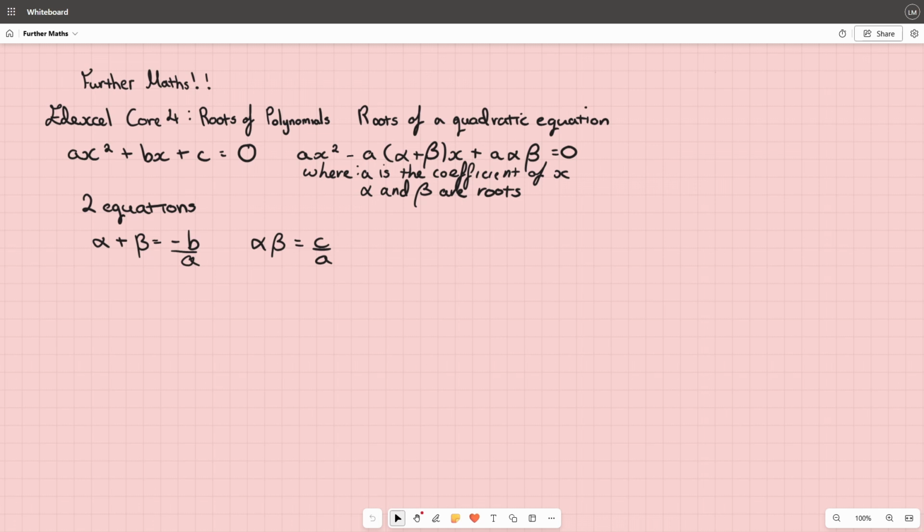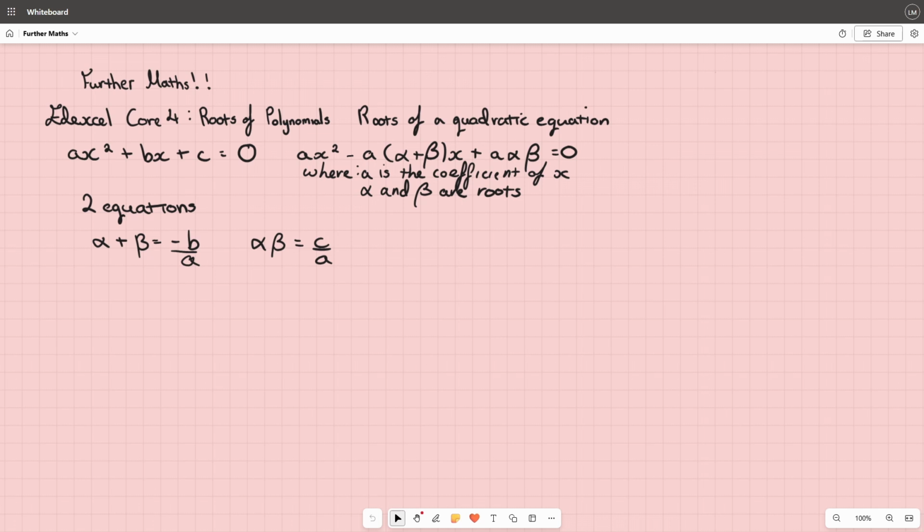So to start off, we're doing roots of a quadratic equation, and a quadratic equation we know is formed ax squared plus bx plus c equals 0. And if you remember from the complex numbers chapter, we can see the same equation formed with the roots. So you see ax squared minus a(alpha plus beta)x plus a alpha beta equals 0, where alpha and beta are the roots and a is the coefficient of x squared.